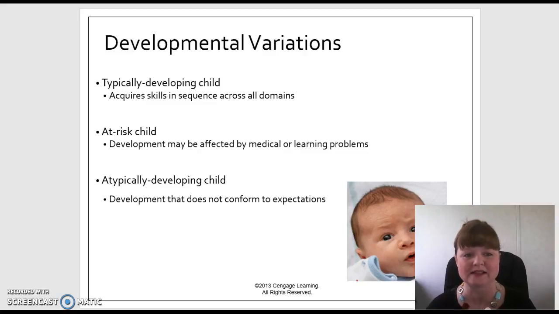How do we get variances? Well, we have three basic developmental variances. We have the typically developing child, the one where everything goes along okay, the sequences are happening as expected. We have the at-risk child, whose development may be affected by maybe medical problems or possible learning problems, a slight difference there. And then we have the atypically developing child, in which development does not conform to expectations, and we have major obstacles to overcome with this child.